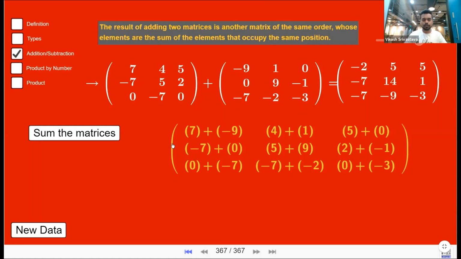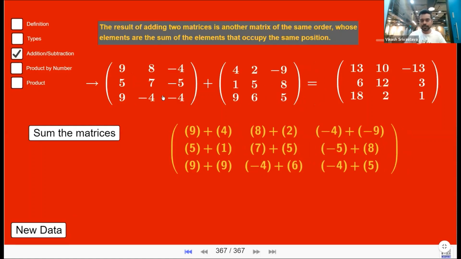You can check with the new data as well. It's essentially the same thing. So 9 plus 4, 8 plus 2, and then minus 4 plus minus 9. In this way we can add the two matrices.